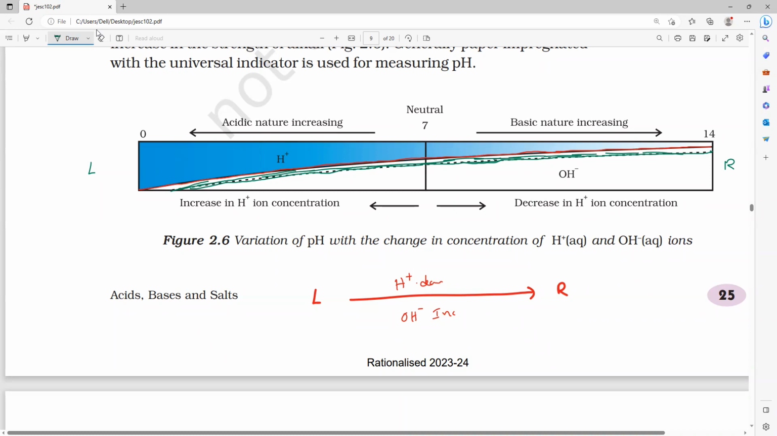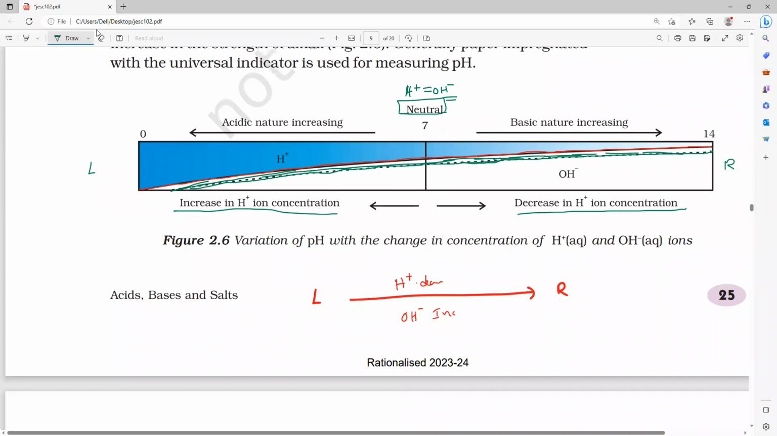Now, at the middle, neutral. So pH is equal to what? 7. So H plus ion concentration is equal to OH minus ion concentration. Is it okay, guys? So this you should also write. Decrease in H plus ion concentration, moving like this. Increase in H plus ion concentration, moving like this.